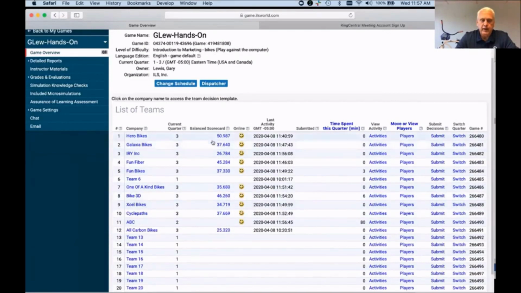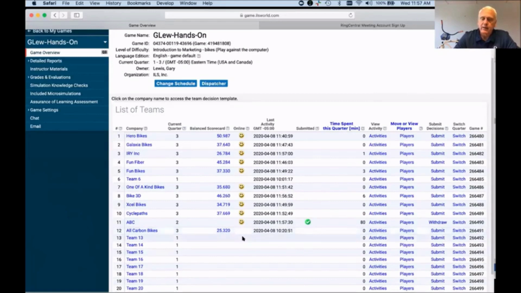It looks like at this point, Hero Bikes is number 1 in terms of balanced scorecard, followed by Bike 3D and Fun Fiber. My company, All Carbon Bikes, is dead last. Okay. Not so good. I've played this game a couple of times. Of course, I've made mistakes on purpose, so I'll have something to talk about.